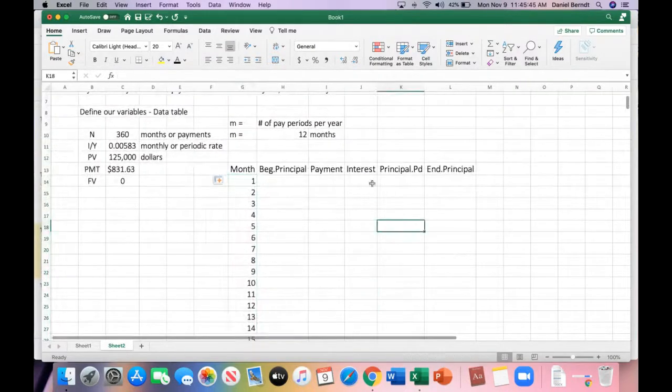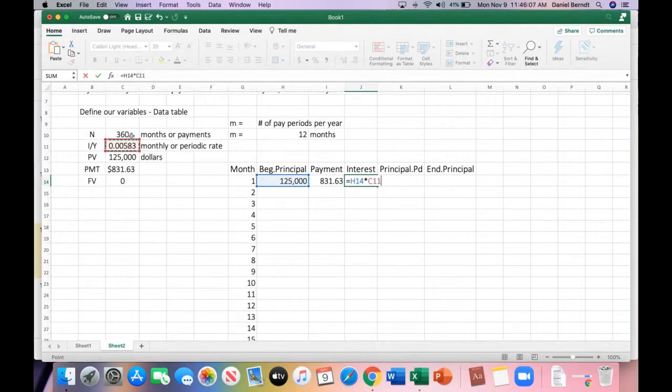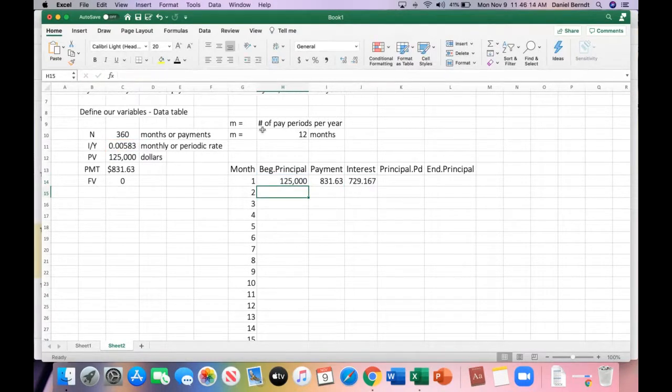Okay. And then just like before, we're going to have a starting principal of 125,000. We know our first payment is $831.63, right? And then this is where we start to do a little bit of math. We're going to say equals that beginning principal times the periodic rate, and we're going to anchor that rate. Okay? That's going to tell us how much of that first payment is interest.